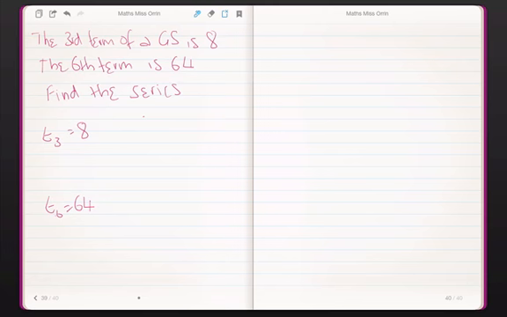So remember our formula. I hope you remember it from before, so let's write it out again. The nth term is a times r to the power of n minus 1. This is our formula, so we're going to be using that. If term 3 is 8, that means that 8 equals a, which we don't know, times r, which we don't know, to the power of n minus 1.